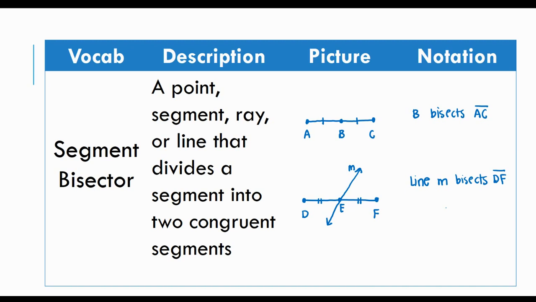But I could have taken that line and made it a ray, or I could have just made it a segment. So here are just two pictures out of the four potential types of things that could bisect a segment.